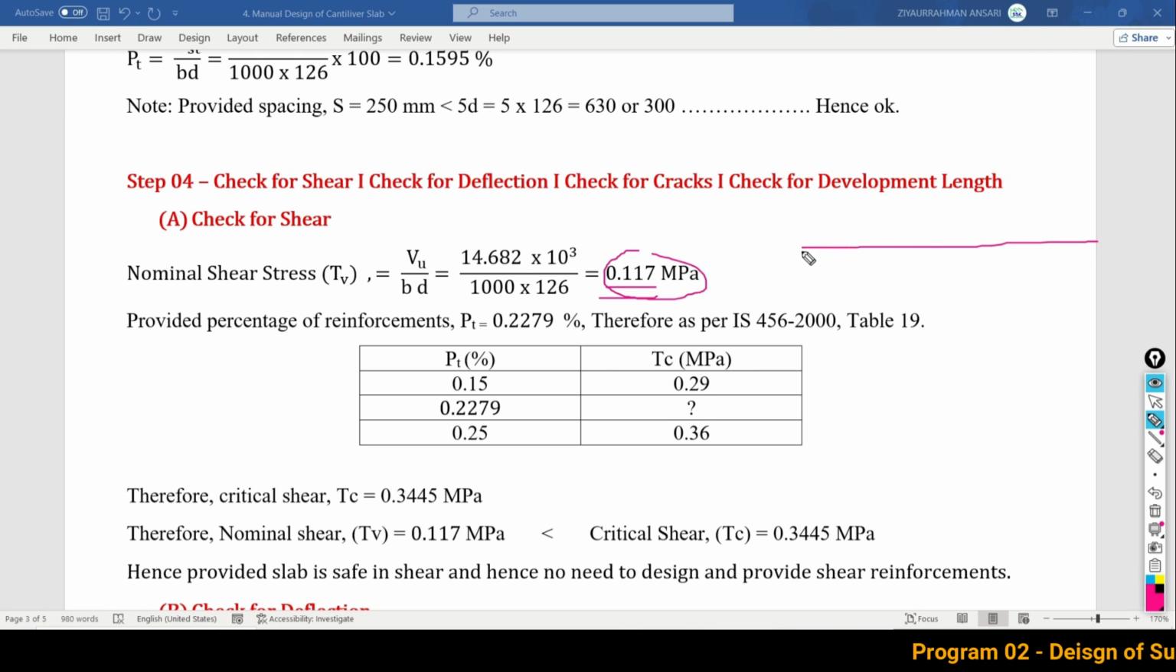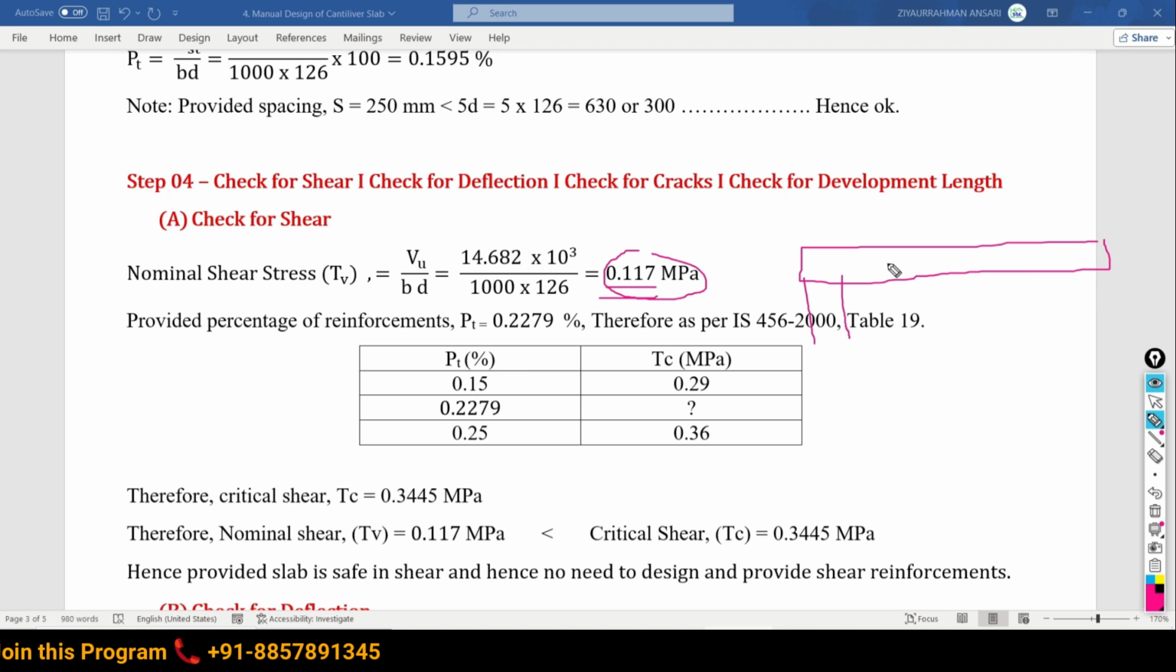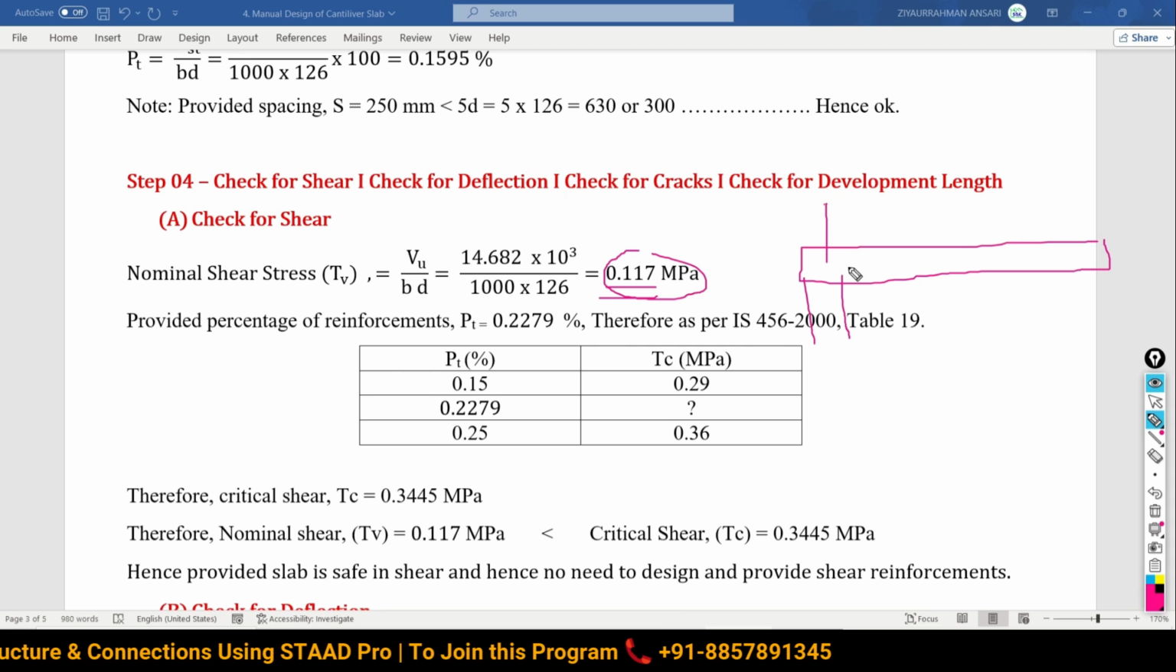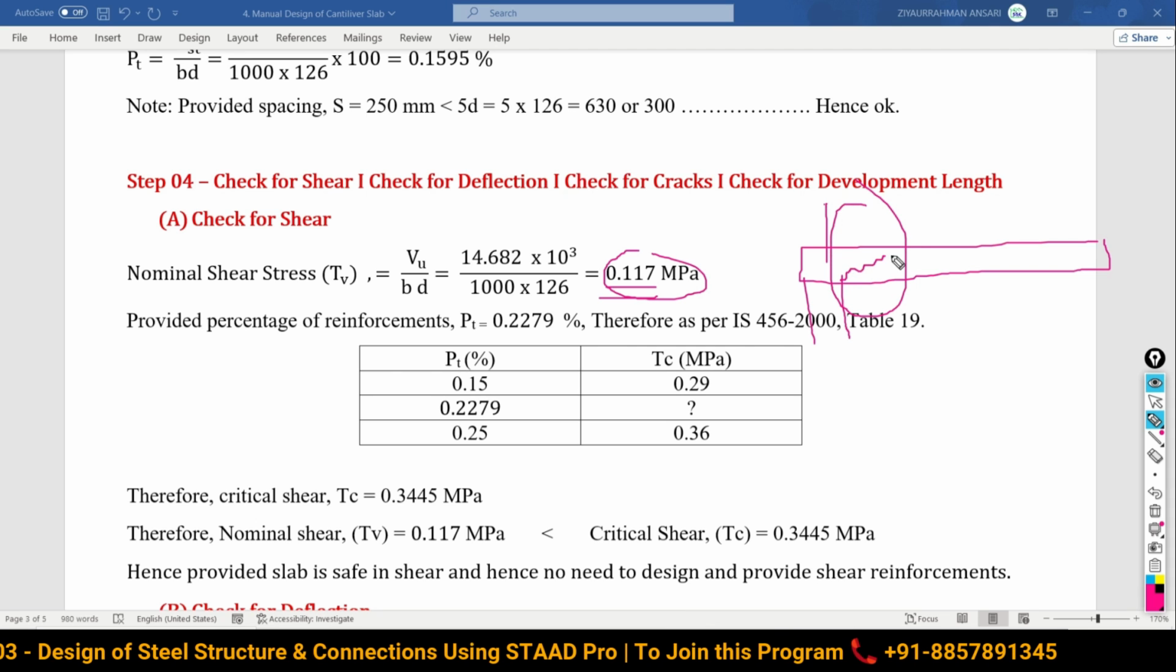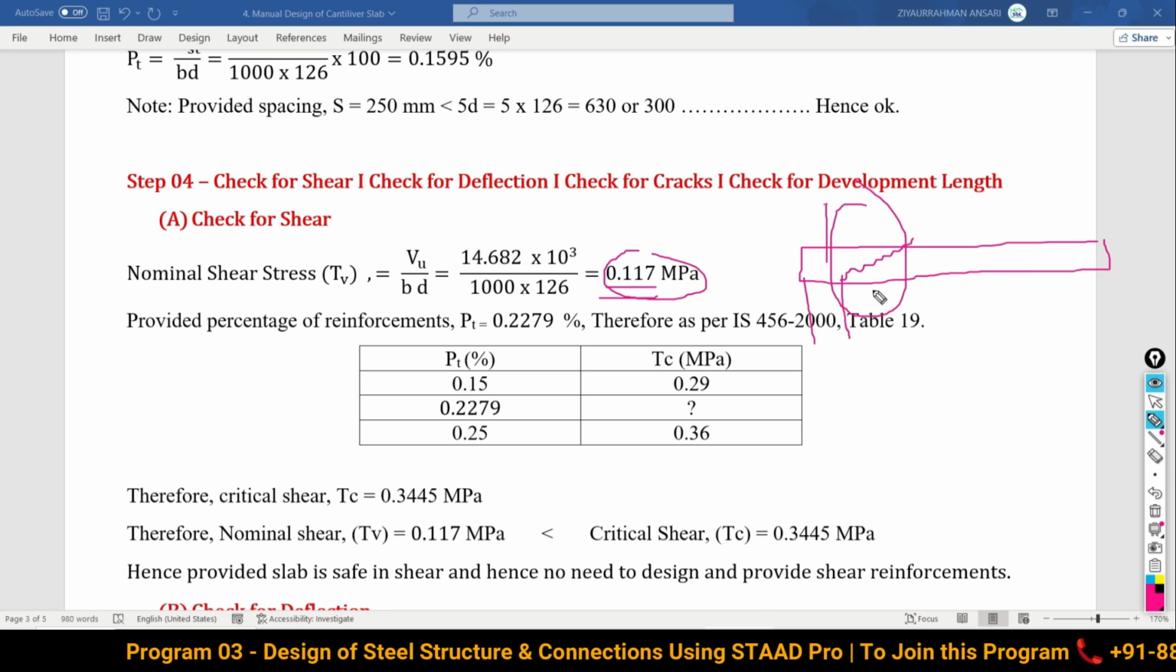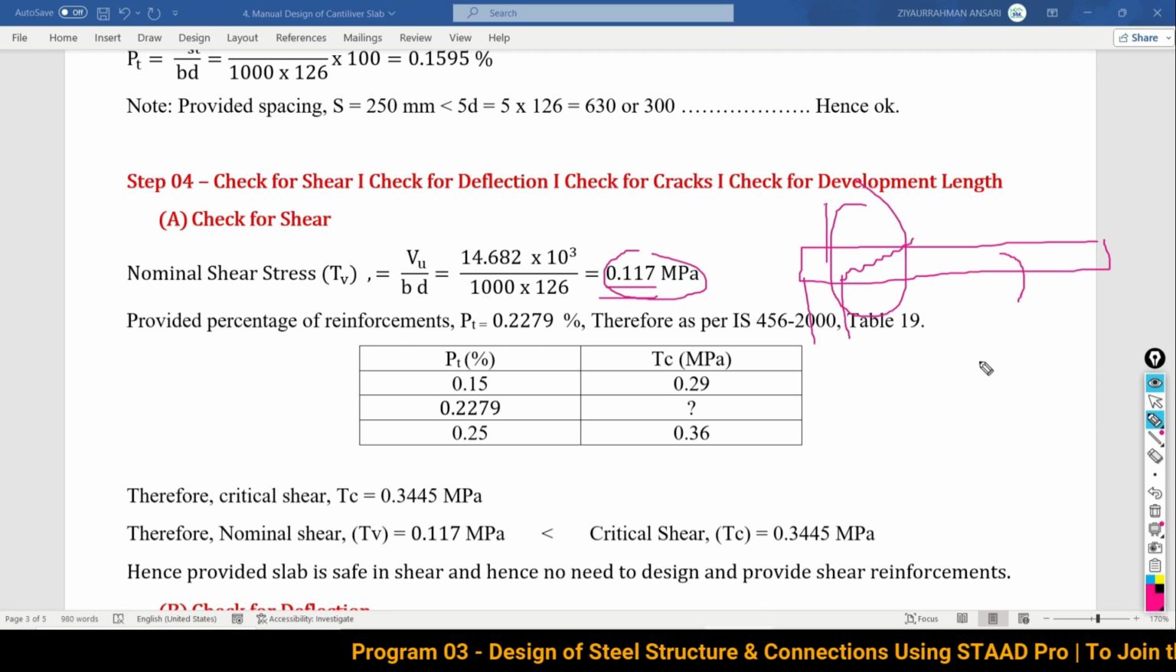Again I am repeating, this is my concrete slab which is having the support here. Due to action of the loading, obviously maximum shear is going to be developed here at the support. So there is a possibility of development of cracks if the shear is more than the capacity of the concrete.